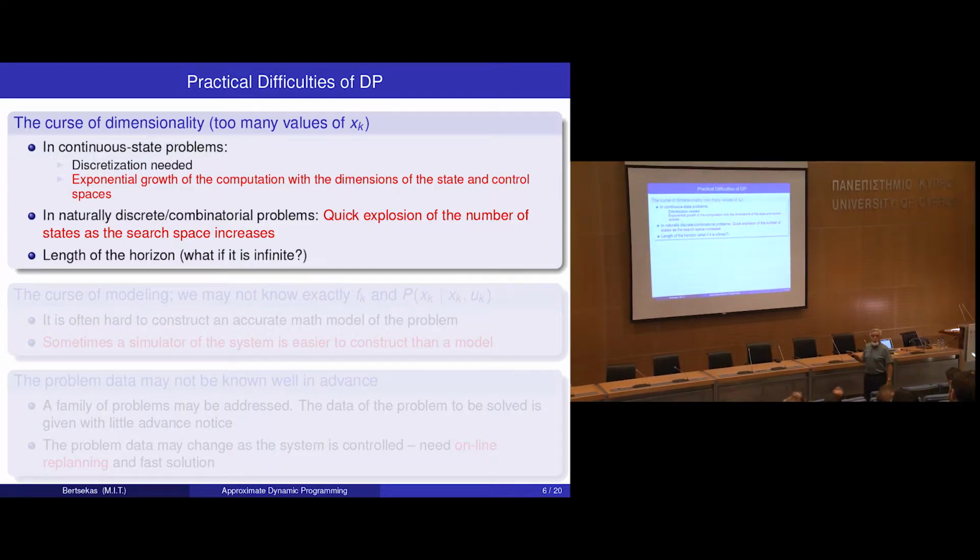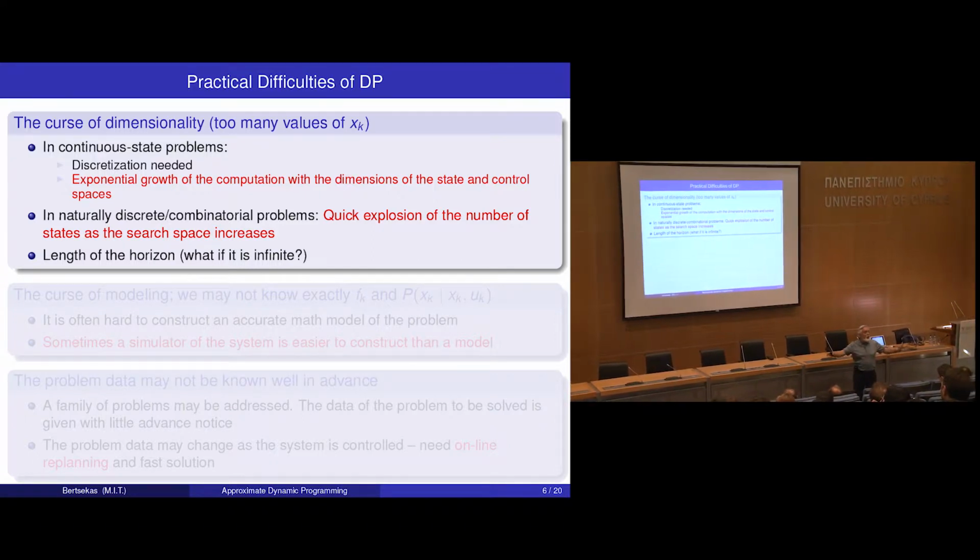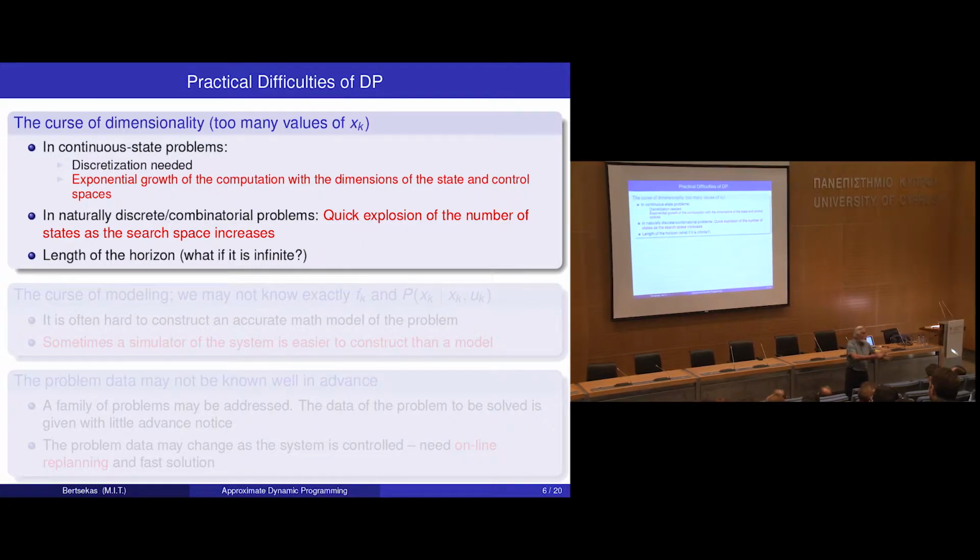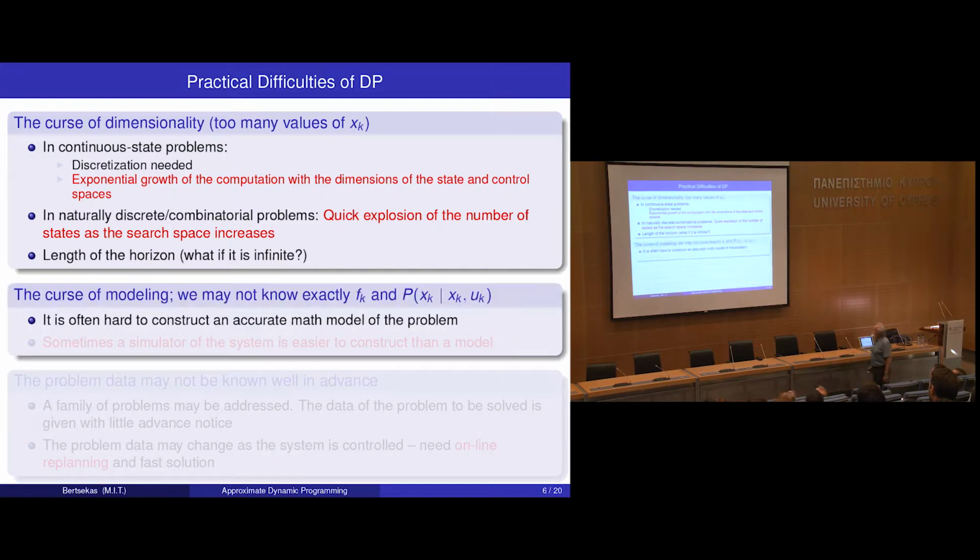There's an issue also with the length of the horizon. If it's a very long horizon, then you have to do proportionally as many computations. And what if the horizon is infinite, okay? Now, that actually calls for a somewhat different methodology that addresses explicitly the infinite character of the horizon, although an infinite horizon problem can be approximated by a long horizon problem where the length is sufficiently high. Okay, so that's one curse, the curse of dimensionality.